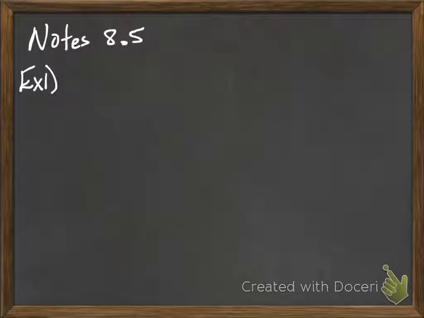I'm recording. GCF, greatest common factor, is in section 8.5, but there is also another way to factor. All right, so let's look at example 1 together.